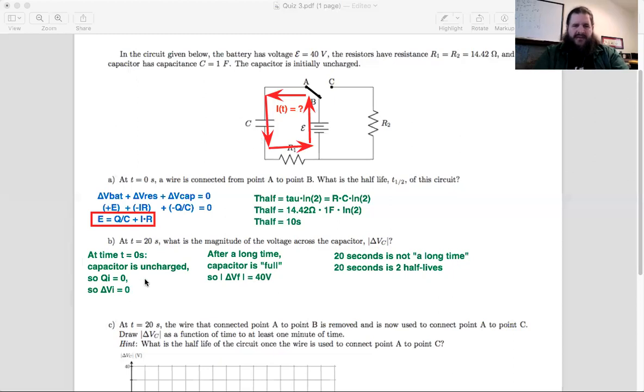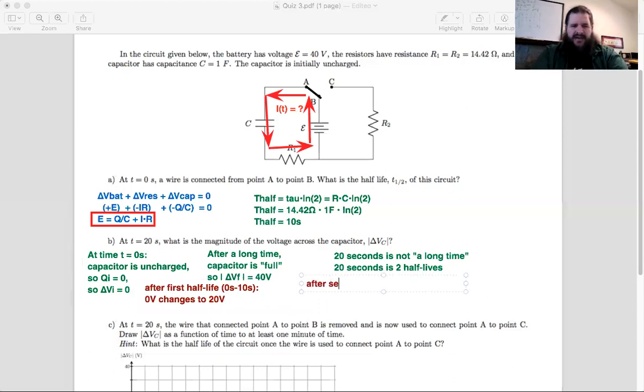So if we look at this 1 half-life at a time, zero volts changes to what would be halfway towards 40 volts? If you start at 0 and you're approaching 40, what would be halfway there? 20. Yeah. So over the course of the first half-life, that is from 0 seconds to 10 seconds, 0 volts changes to 20 volts.